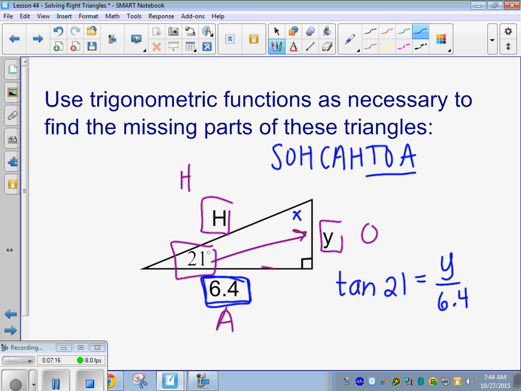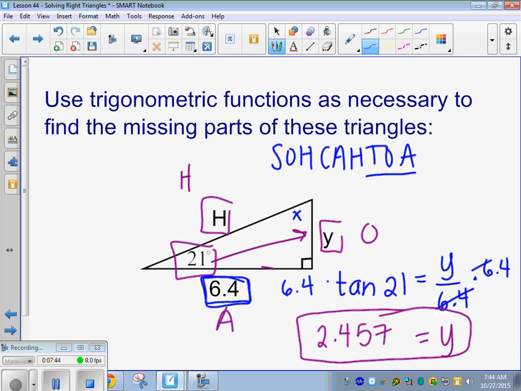And we're going to solve it like we always do. So I'm going to multiply both sides by 6.4 and by 6.4. So plug this one in, 6.4 times tangent 21. And Anna, when you get it, tell me what you get. Good. 2.457.